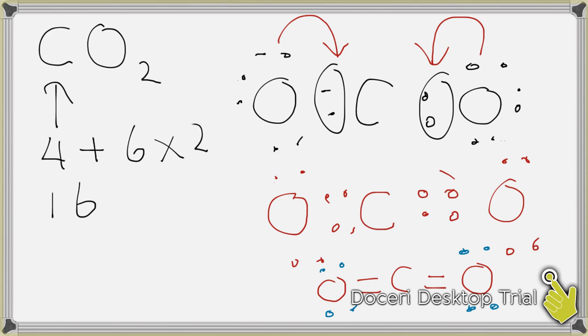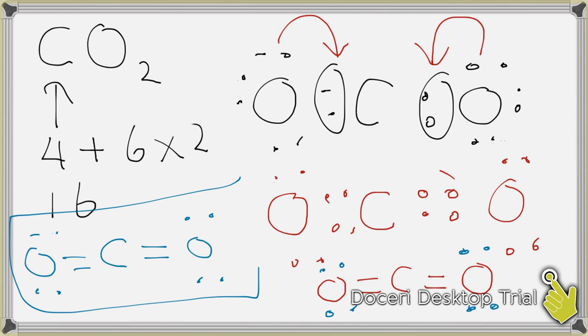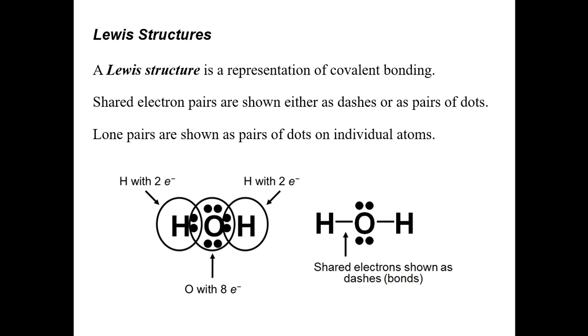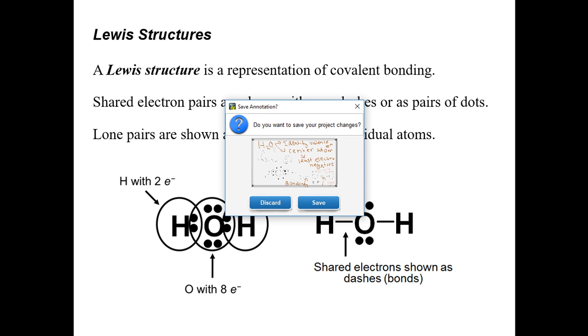So this is the Lewis structure for carbon dioxide. Sorry, it's not showing there clearly. Lewis structure for carbon dioxide. Okay, so that's how you draw a Lewis structure. So you know now how to draw Lewis structures.